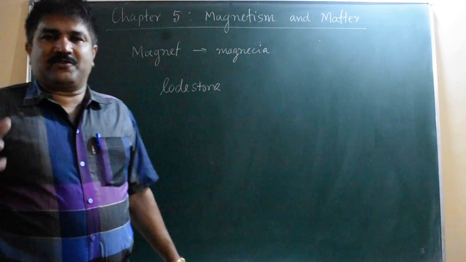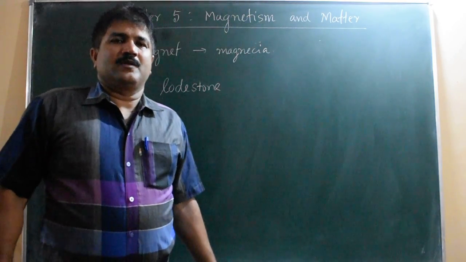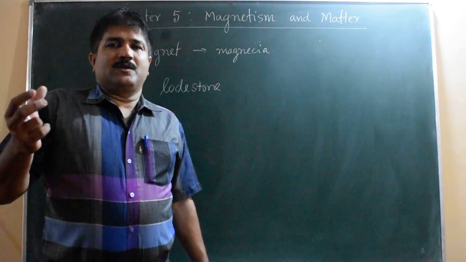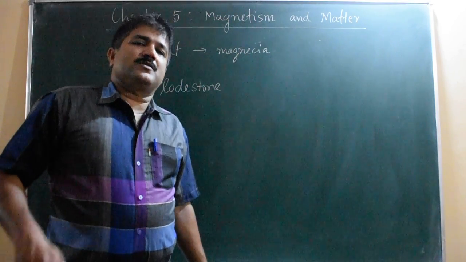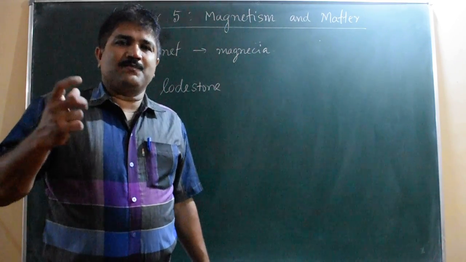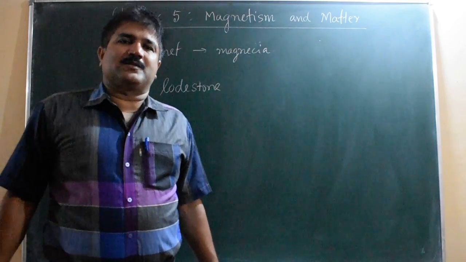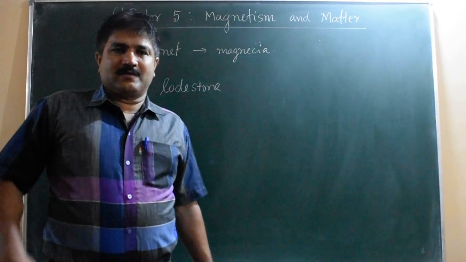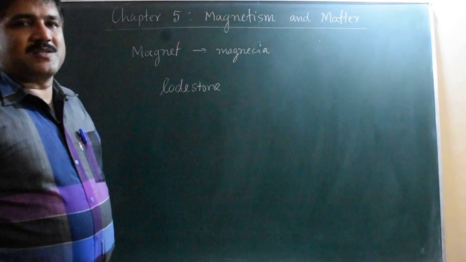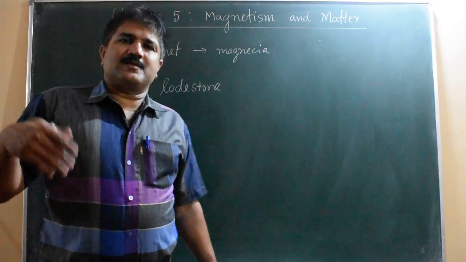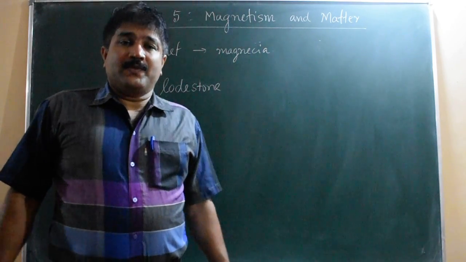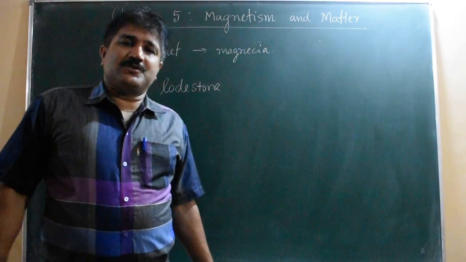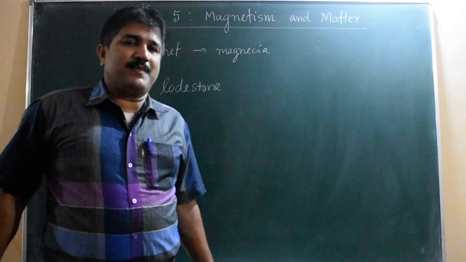The lodestone, a naturally occurring magnet, a piece of stone which used to align in the north-south direction. So the people thought that there is some property around the earth. So magnetism is concerned with the earth. Earth's magnetism I will discuss in the next sessions. So earth is a huge magnet. It acts like a huge magnet.